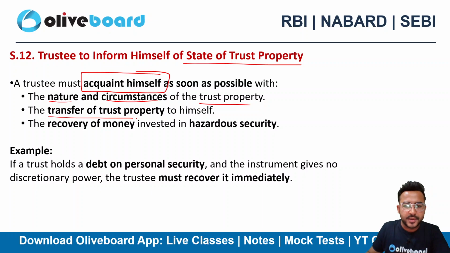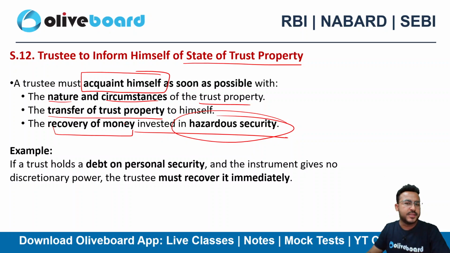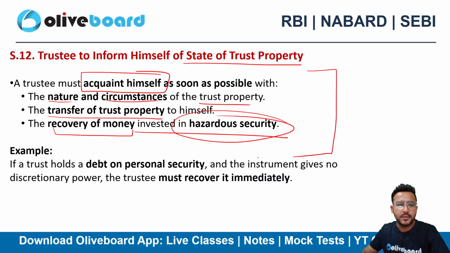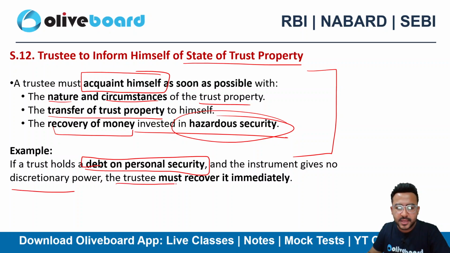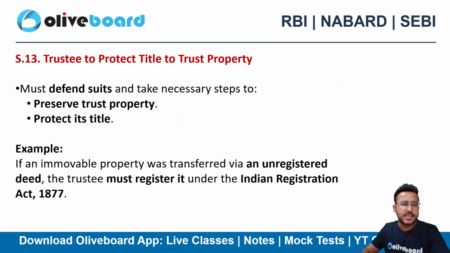The transfer of trust property to himself, recover the money invested in hazardous security. So these are some of the duties of the trustee, I will say. Let's suppose the trustee holds a debt on personal security and the instrument gives no discretionary power, the trustee may recover it immediately. Okay, so these are some of the basic duties of the trustee.